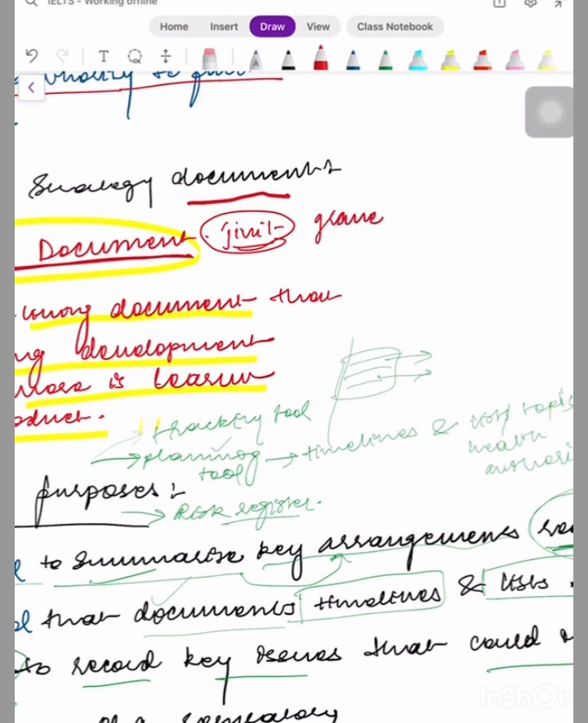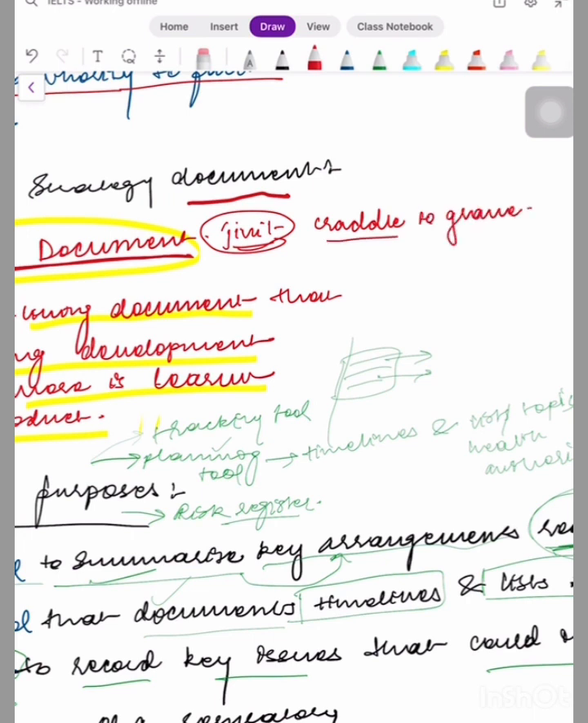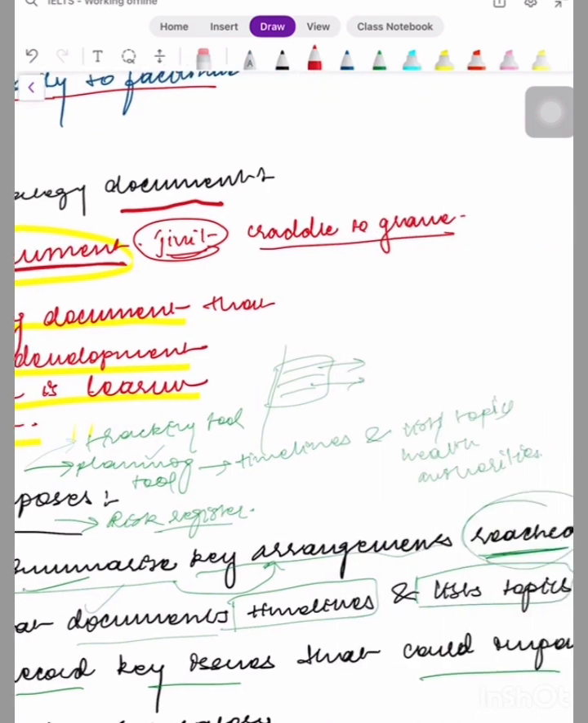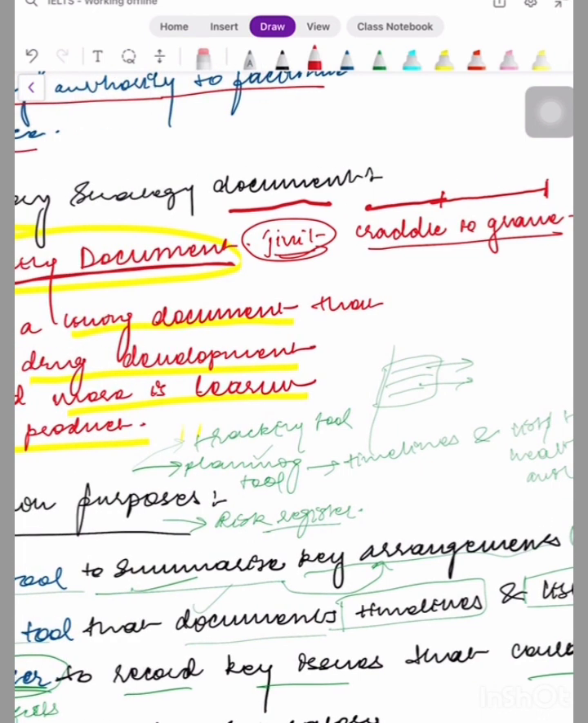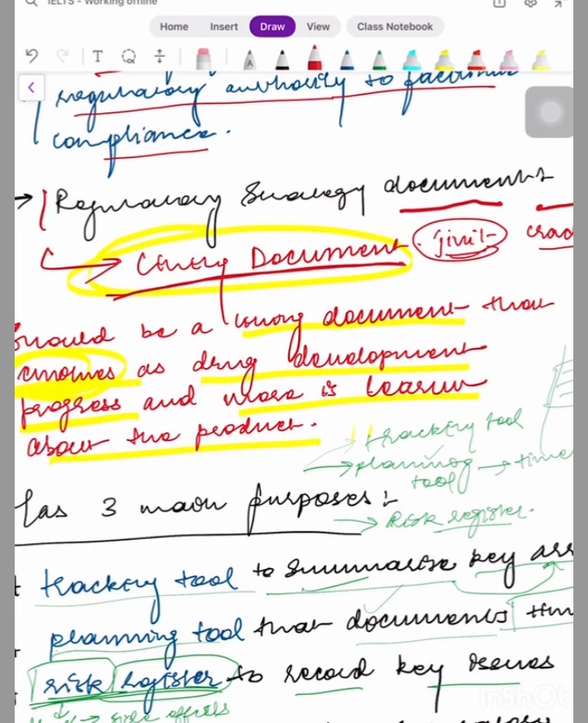Sorry, my apologies. From cradle to grave. This is what we learn. Cradle to grave means the documents from the very beginning, when the idea was born, till it's not that okay, post market approval ho gaya, now we can stop making the document. No, post market approval ke baad bhi the drug is launched, and till the product is cancelled from the market, till then it is going to be all documented. And that is the regulatory strategy document, and that is a living document.